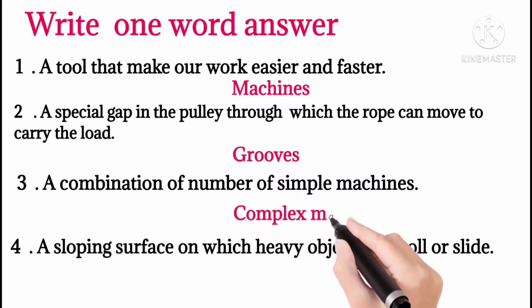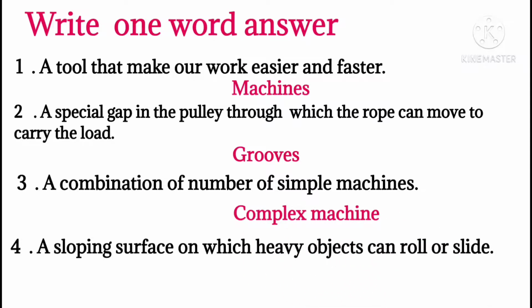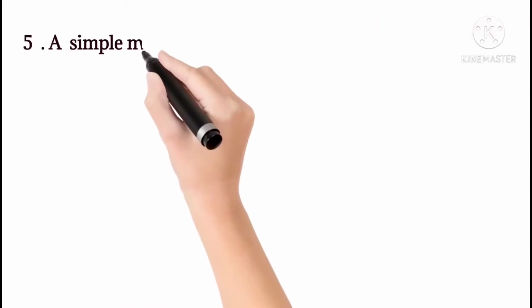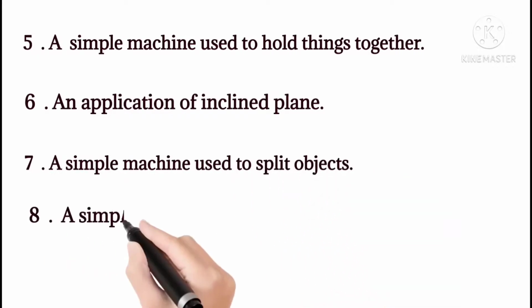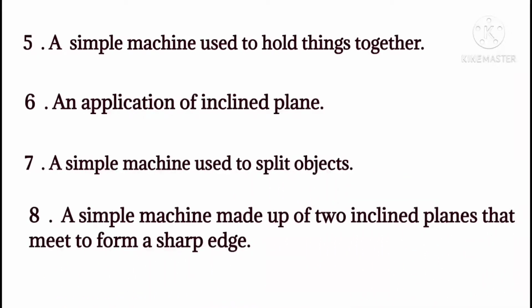4. A sloping surface on which heavy objects can roll or slide. That is inclined plane. It is used for raising heavy objects. One end of the inclined plane is higher than the other end. Question number 5. A simple machine used to hold things together. Answer is screw. Screw fits between objects and holds them together.